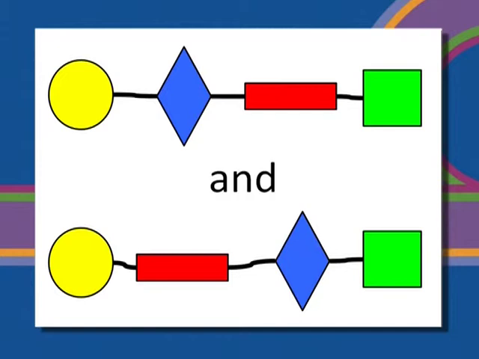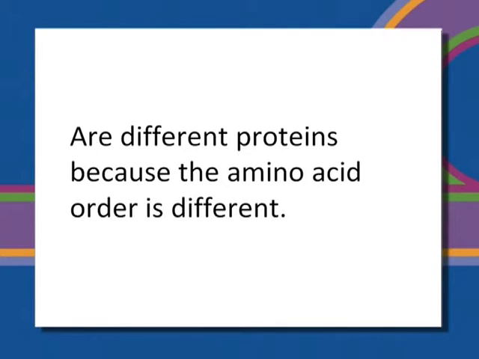If we have a look at these two graphics, we see that the top protein or diagram of a protein starts with a circle, then has a diamond, a rectangle and a square. The bottom protein has the rectangle and the diamond mixed up. And we know that these are two different proteins, and the way in which they're different is, even though they have the same kinds of amino acids, it is the order of amino acids that is important in determining the different kinds of proteins. So there are different proteins because the amino acid order is different.